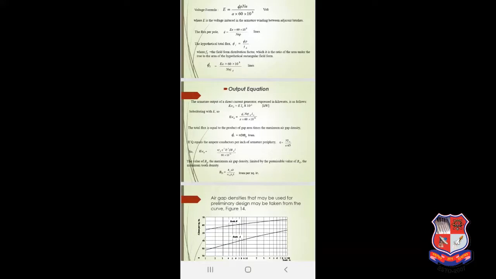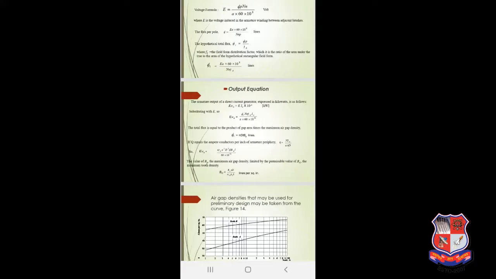Now the total flux is equal to the product of the gap area times the maximum air gap density, φt = π D L Bg lines. If Q equals the ampere conductors per inch of the armature periphery, then Q is equal to Z·Ia upon A·π·D. So if we put the value of Q in the formula, we will get the value of the kWA.